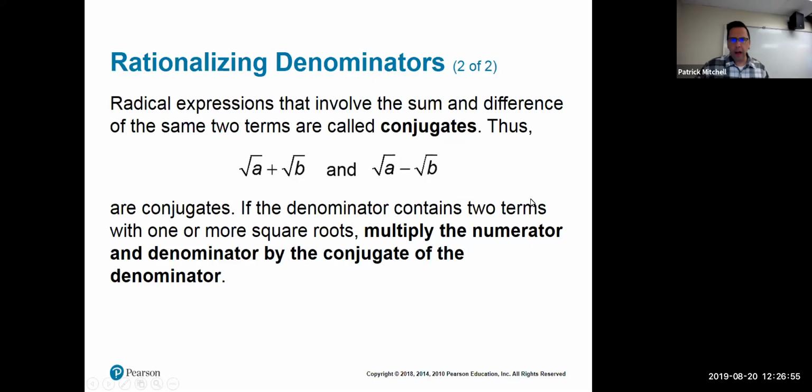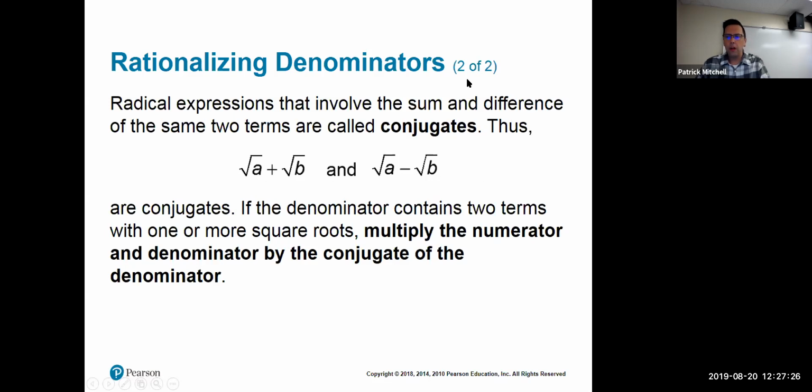Okay, so the other kind of rationalizing the denominator that we're going to talk about has to do with when you have two square roots in the denominator. It turns out the way to rationalize a denominator with two square roots is to multiply the top and the bottom by what's called the conjugate. The conjugate is where you change just the middle sign. It's not the same thing as the opposite. If I was making the opposite, I would change all the signs.